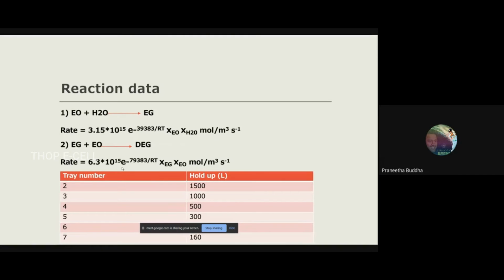Reaction data. Ethylene oxide plus water gives ethylene glycol. Ethylene glycol plus ethylene oxide gives diethylene glycol. The rates are given in terms of pre-exponential factor and activation energy, which are already specified in the problem statement. And the liquid holdup of each tray is also specified in the table. The reactions are irreversible reactions.